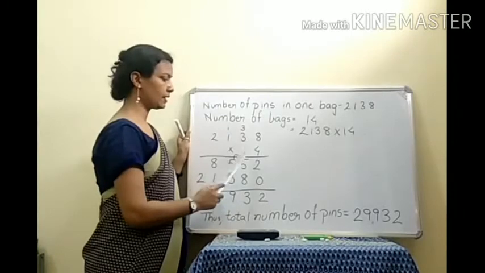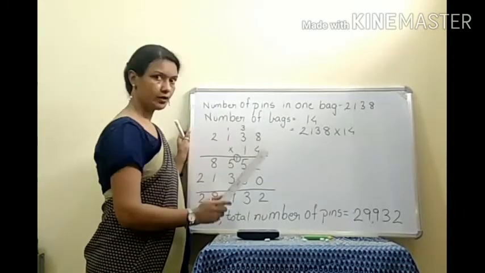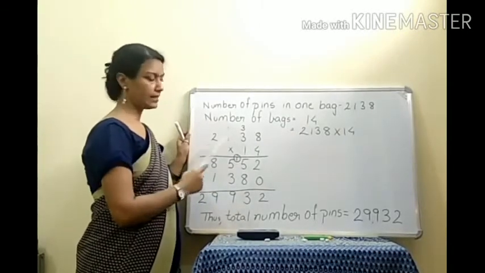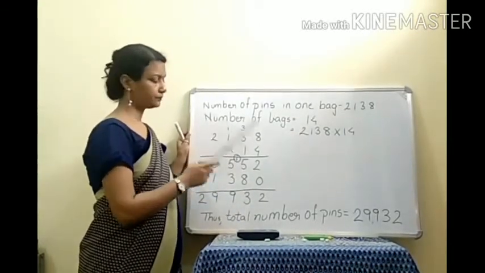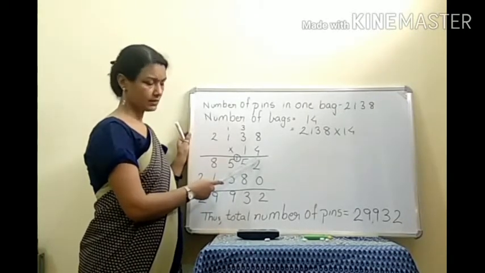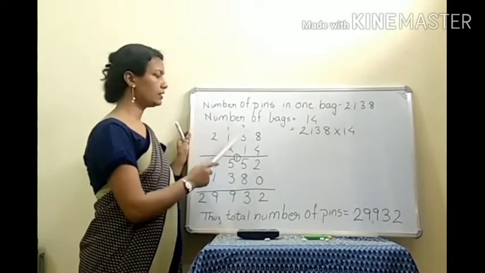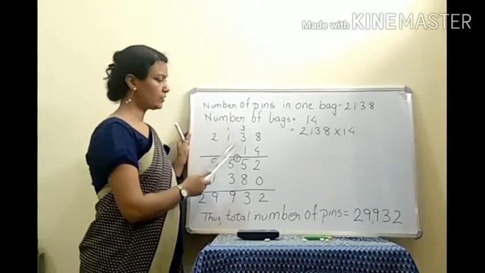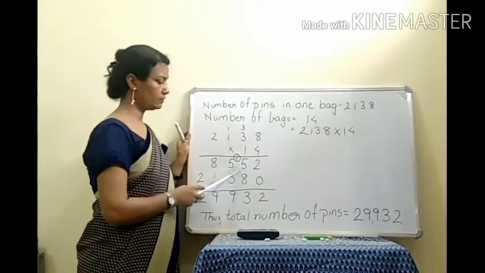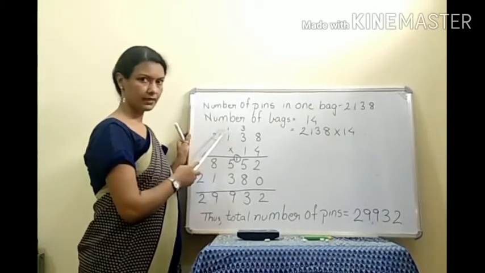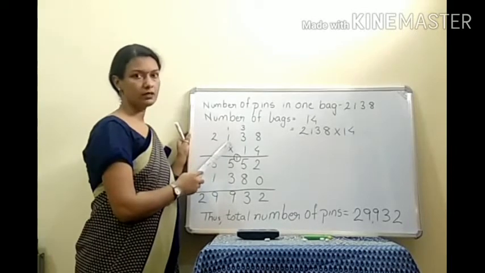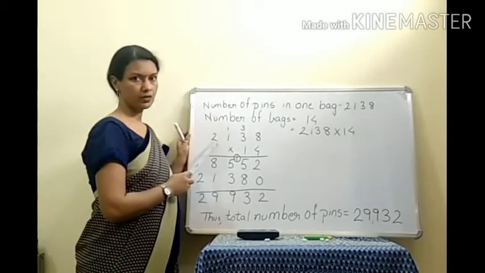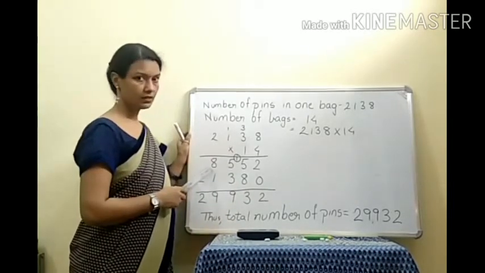So 2138 multiplied by 14. As you already know how to multiply, we first multiply 4 with all the digits and then 1 with all the digits. 8 into 4 is 32. 2 we will write here and 3 carry. Now 4 into 3 is 12. 12 plus 3, 15. So we will write 5 here and 1 carry. Now 4 into 1 is 4 only, plus 1, 5. 4 into 2 is 8. So we will write 8 here.